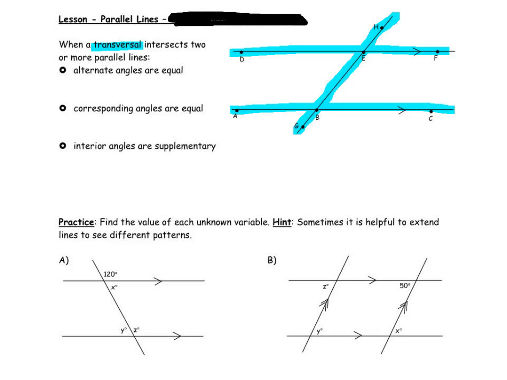Now, when these lines cross your parallel lines, you're going to end up making different kinds of patterns. Basically, there are three rules for parallel lines, and they come down to the shape of the pattern that you'll see. So here's a parallel line indicated with a little arrow.